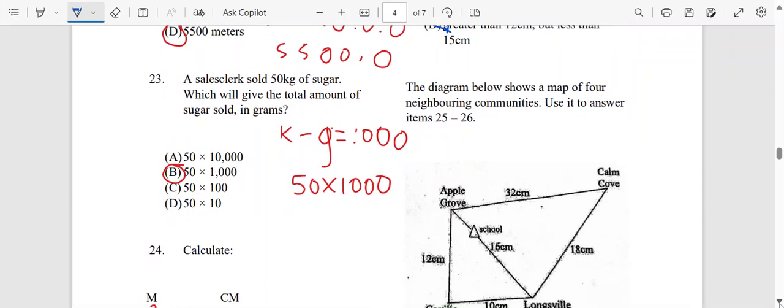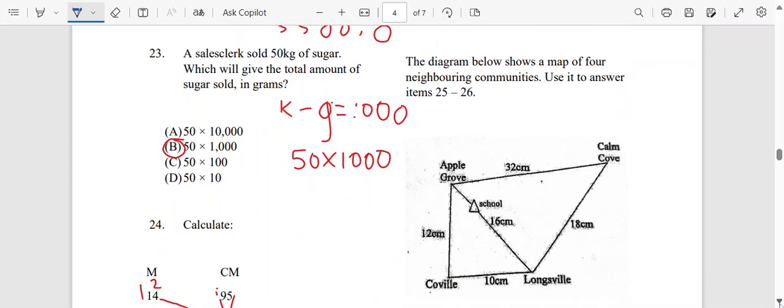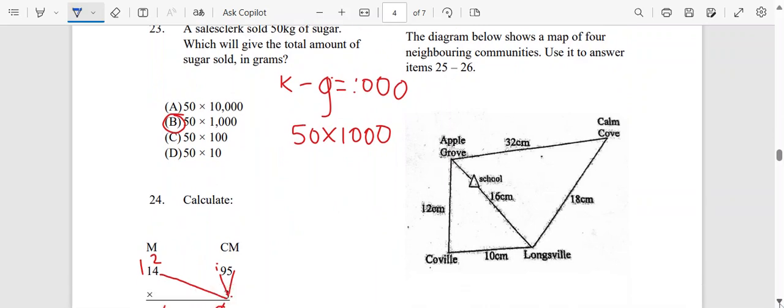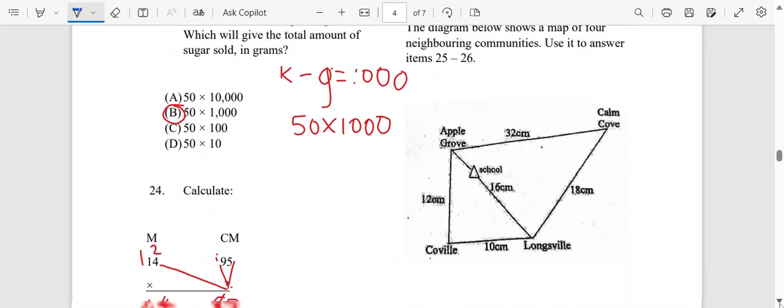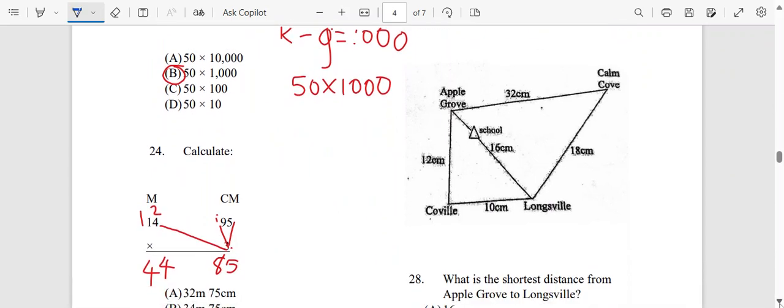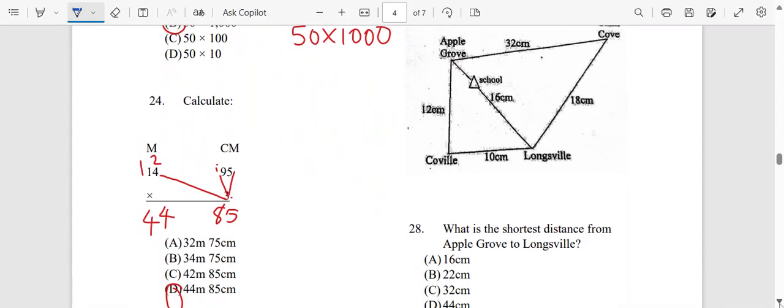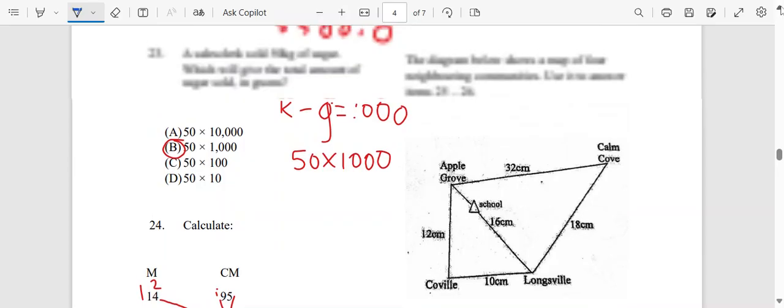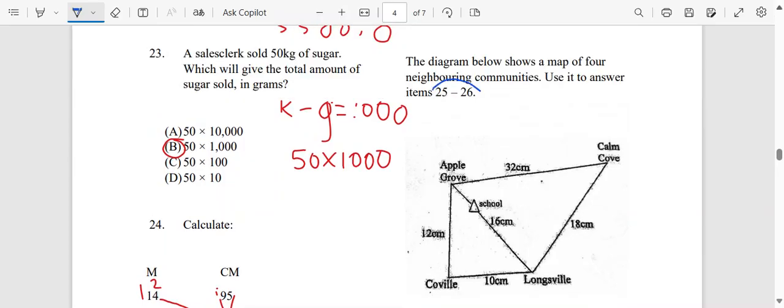Let's look at the other. The diagram below shows a map of 4 neighboring communities. Use it to answer items 25 to 26. Sorry, but then it's 28. This one is the issue. Sorry, my bad.